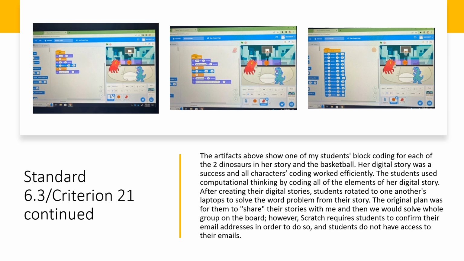Standard 6.3, Criterion 21, continued. The artifacts above show one of my students' block coding for each of the two dinosaurs in her story and the basketball. Her digital story was a success and all her characters' codings worked efficiently. The students used computational thinking by coding all of the elements of her digital story.